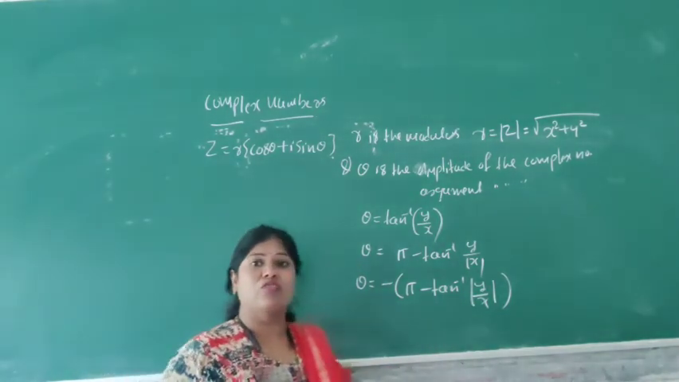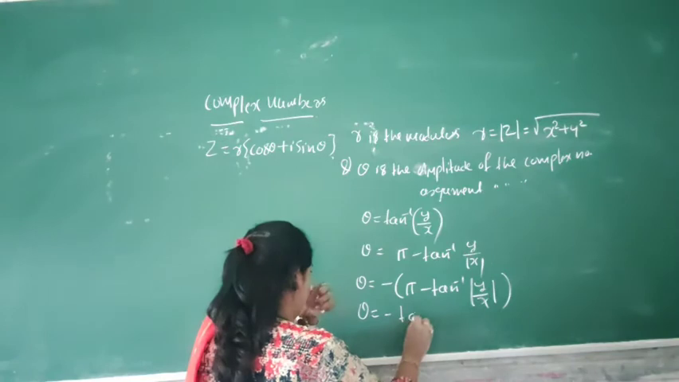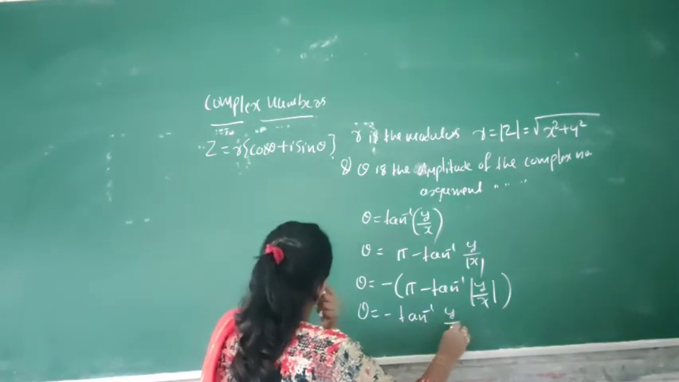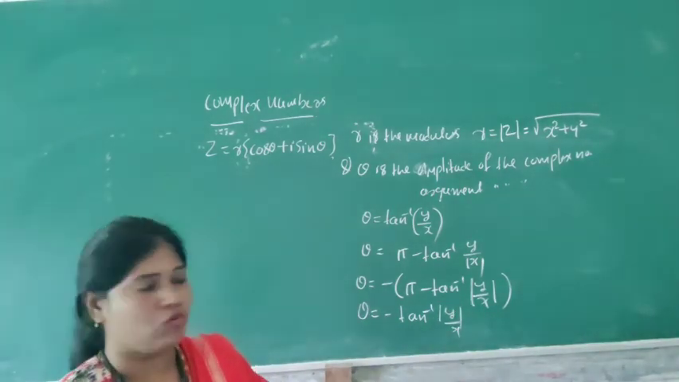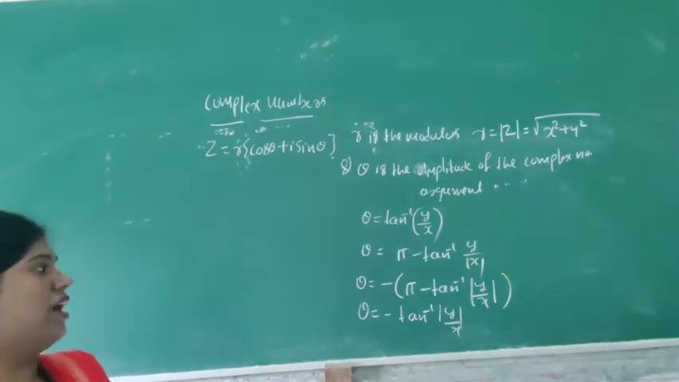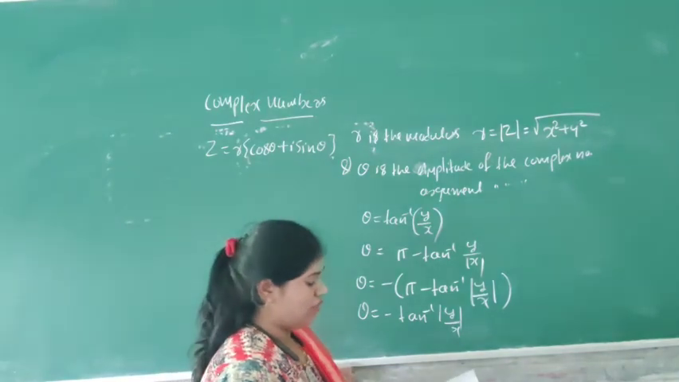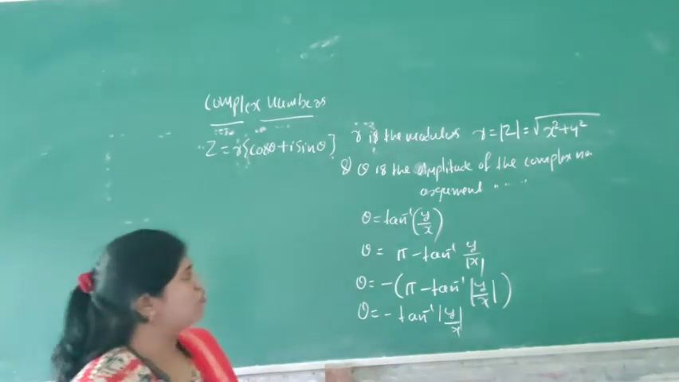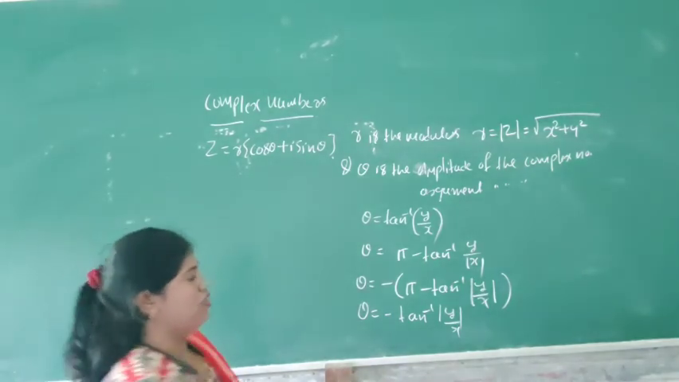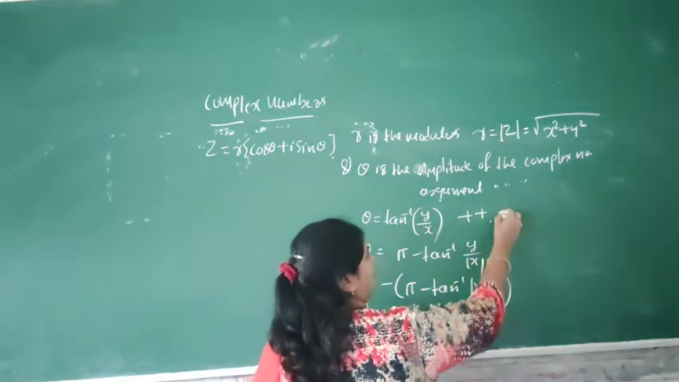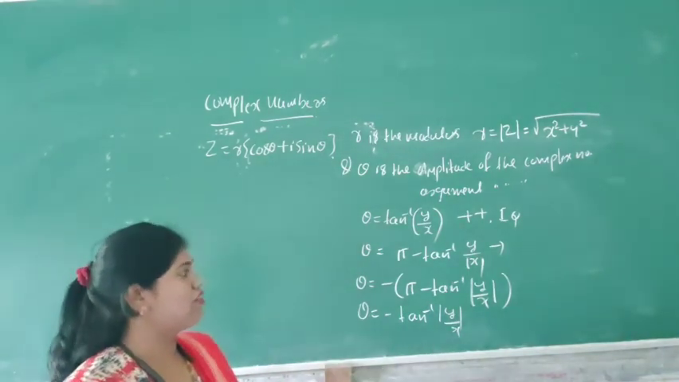If theta is in the fourth quadrant, theta = minus tan inverse of modulus of y divided by x. So these are the four quadrants in which theta lies. It depends upon the problem, and we have to substitute these values. If it is in the first quadrant, theta = tan inverse of y by x. And if it is in the second quadrant, pi minus tan inverse of y divided by modulus of x.